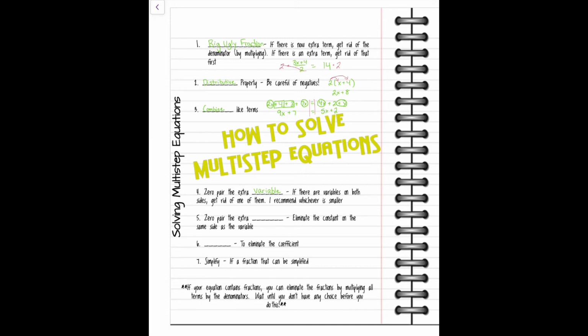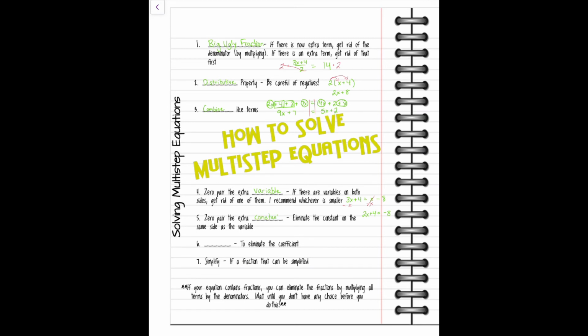So if I have 3x plus 4 equals x minus 8, between 3x and x, x is smaller, so I'm going to get rid of it by doing the opposite. So the opposite of positive x is minus x, or negative x, which will cancel out on the right hand side and leave me with 2x plus 4 is equal to negative 8. So I've now zero paired my extra variable, and then I need to zero pair the extra constant.